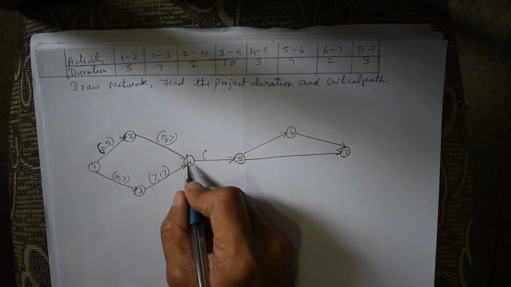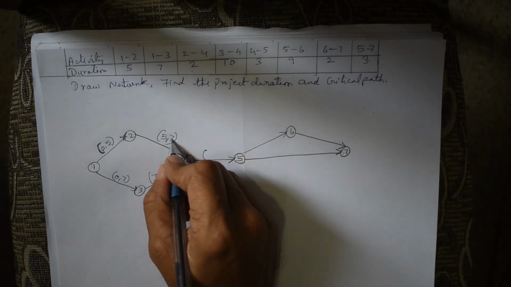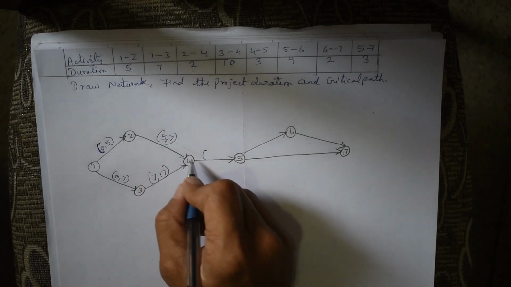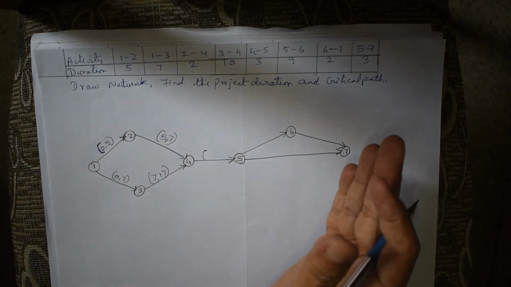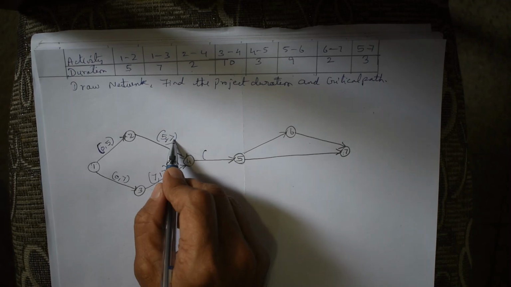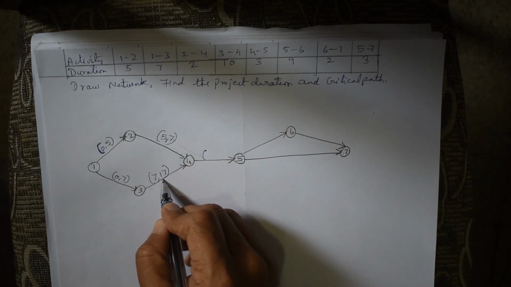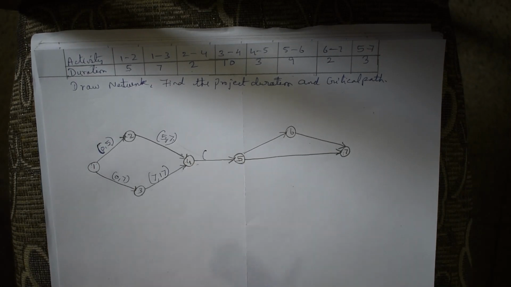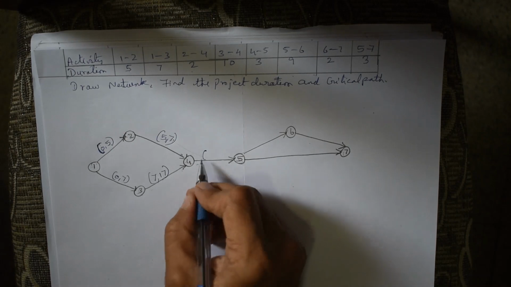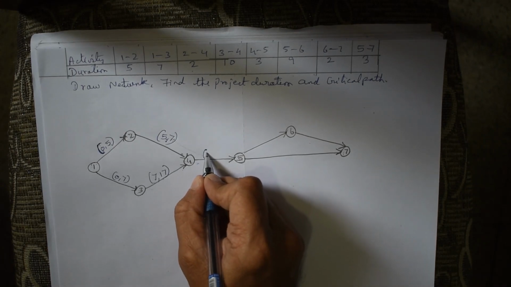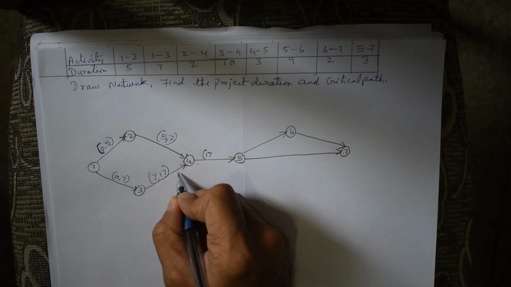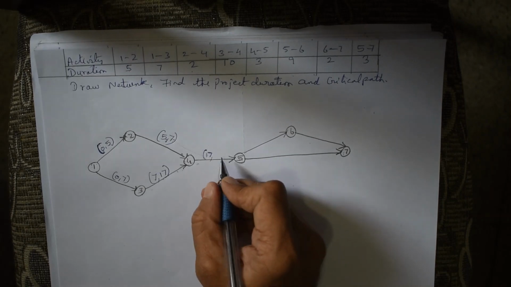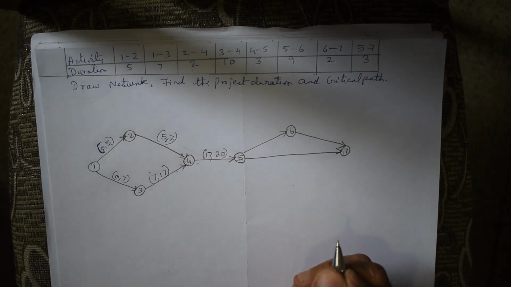Now comes the dilemma, which time should you use? Is it 7 or 17? Because for 4 to 5 we should take the timing which is based on the previous activity's completion. So 2 to 4 takes 7 days, 3 to 4 takes 17 days, which means we can start activity 4 to 5 only after completing both the activities, not after completing any one of them. As a result, I cannot start at 7, I can start only at 17 because both the activities are completed only after 17. So 17 plus 3, 20.